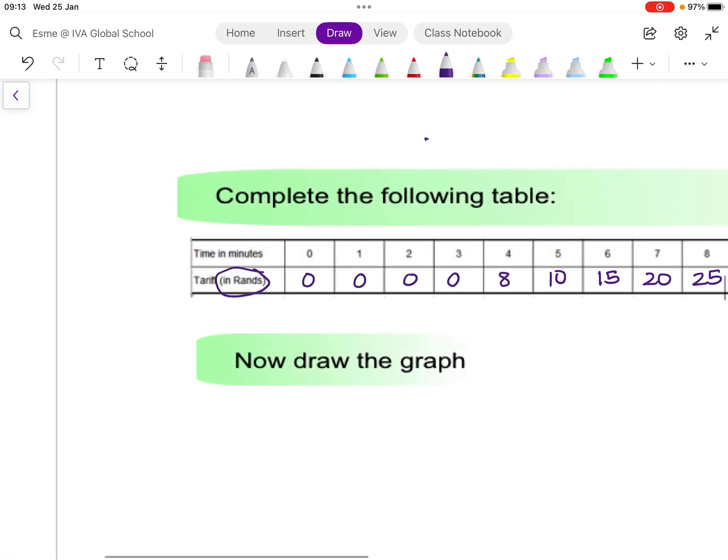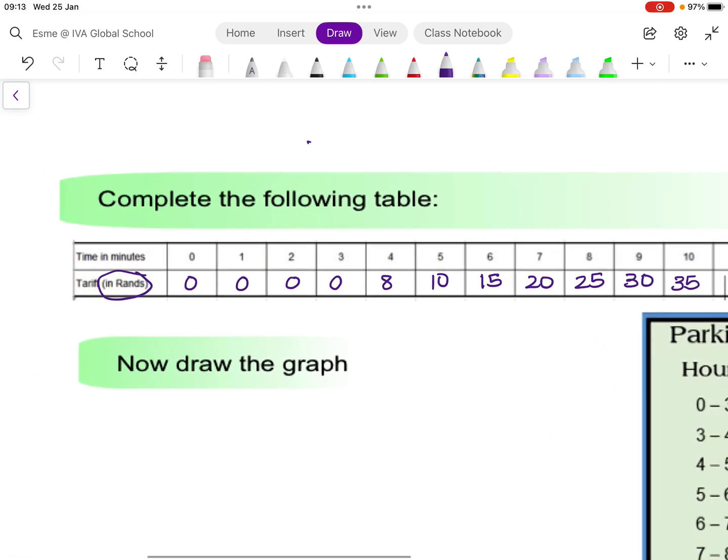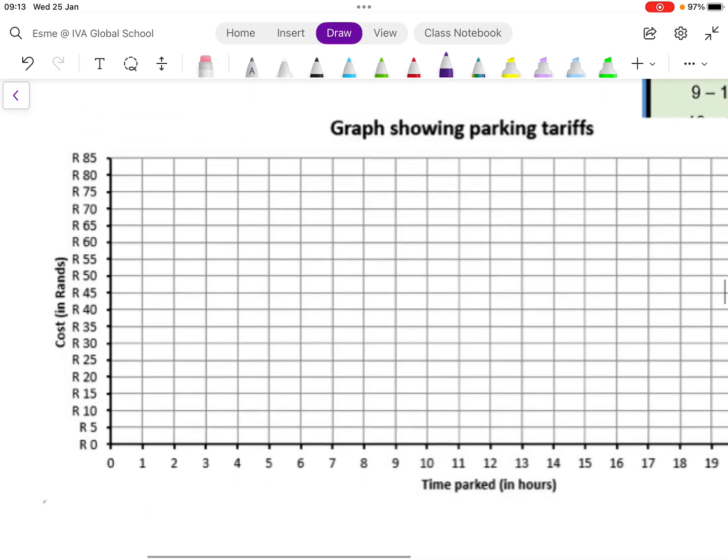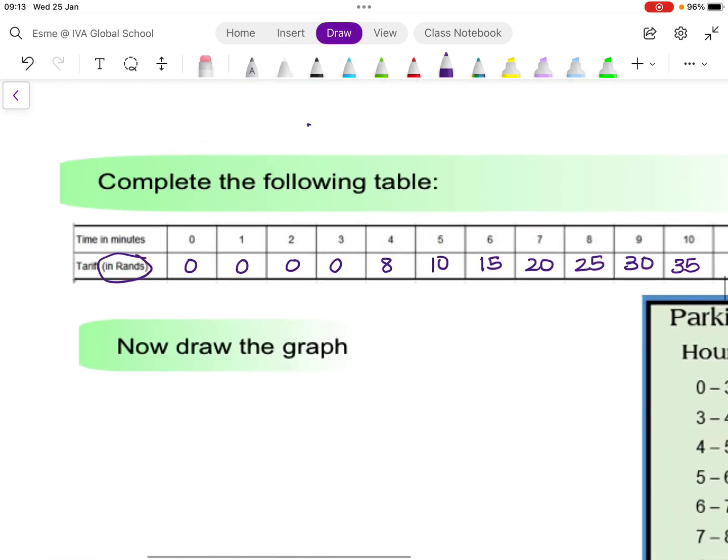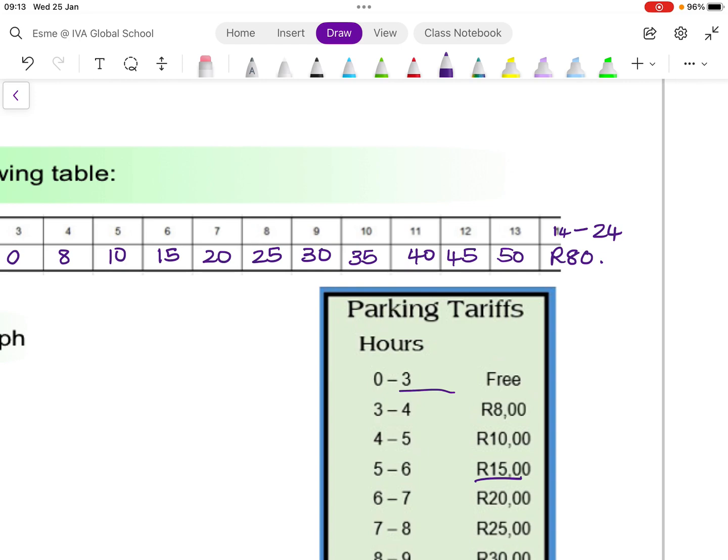Right, how are we going to represent this on a graph? It is different from the others that we have seen. So if I park for up to 3 hours, I'm going to pay nothing. So my fee is going to be 0. Then if I park for 4 hours, I have got to pay 8 Rand, which is approximately here. Okay, so the minute I go over, so you would see from this 3 to 4 hours is 8 Rand.